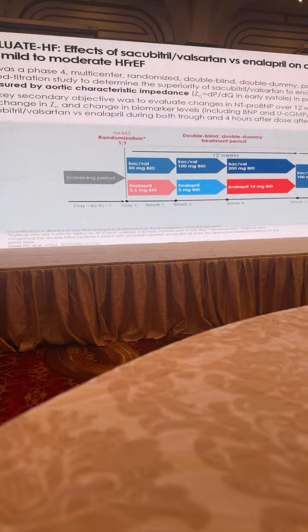Again, one of the important trials, I want to declare, is the evaluate heart failure trial, which looks at aortic stiffness regarding biochemical heart failure. This is an important slide again. Why? In the screening period, they go for a gentle dose of sacubitril valsartan and a gentle dose of enalapril, and then go to the maximum dose. What is the maximum dose? It is 200, and the maximum dose of enalapril is 10 milligram BID.